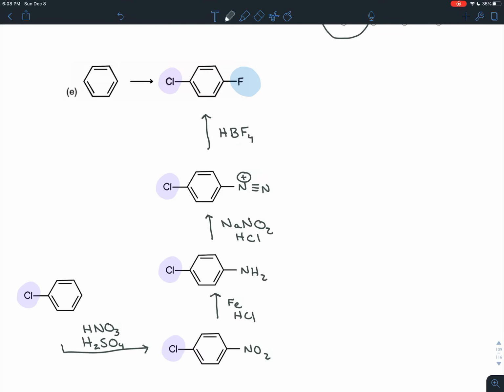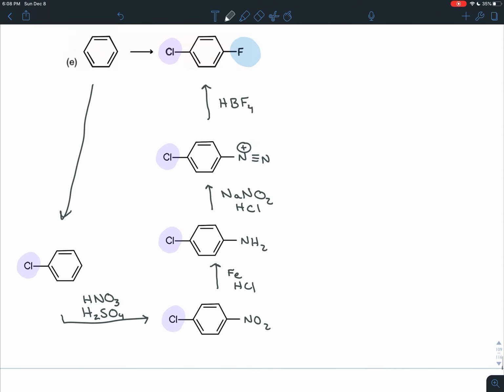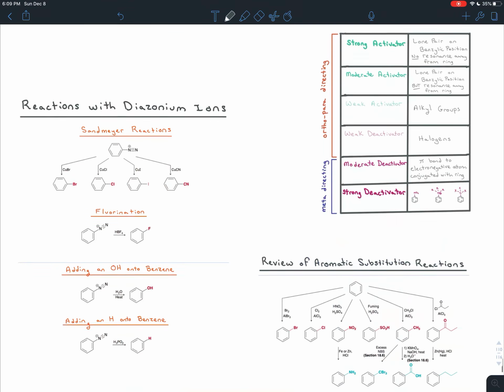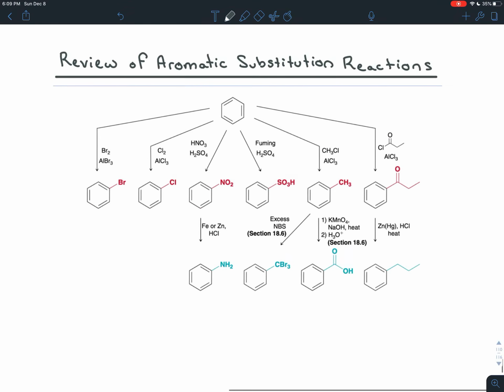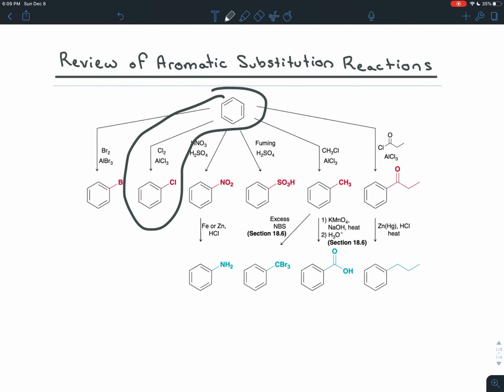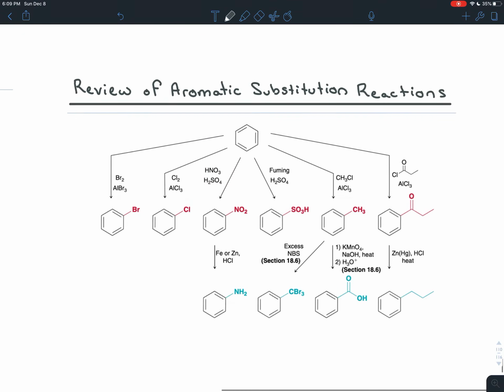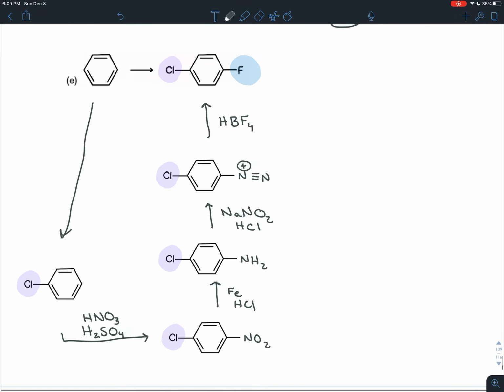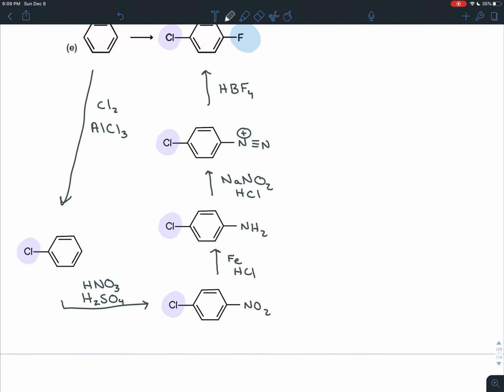Now, we need to start with benzene, not with chlorobenzene. So how could we put a chlorine onto a benzene ring? That was one of the reactions we learned how to do in the aromatic substitution chapter. Chlorination. You'd add Cl2 and AlCl3, and that puts a chlorine onto a benzene ring. So we can treat that original benzene with molecular chlorine and aluminum chloride. That will give us this molecule.